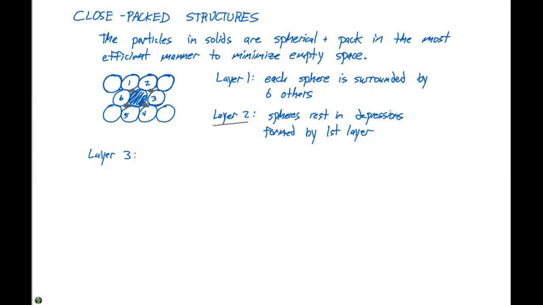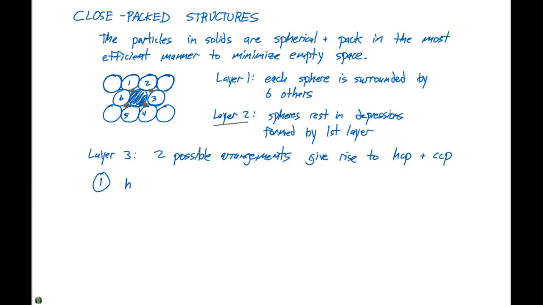Now layer number 3 kind of gives us 2 options. There are going to be 2 possible arrangements, and these 2 possible arrangements give rise to HCP and CCP, or hexagonal closed packing arrangements and cubic closed packing arrangements. So in layer 3, we have 2 possible arrangements.